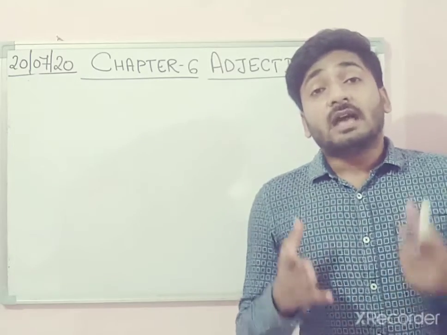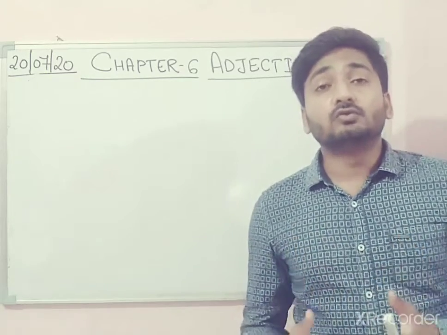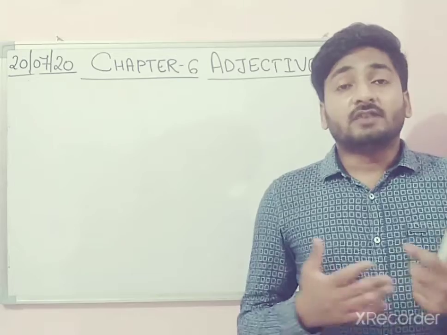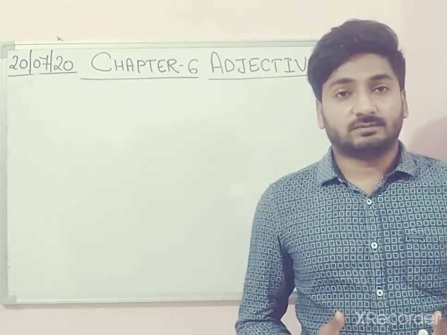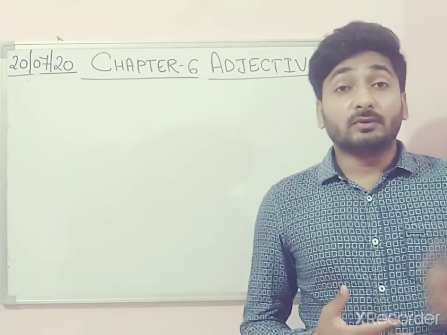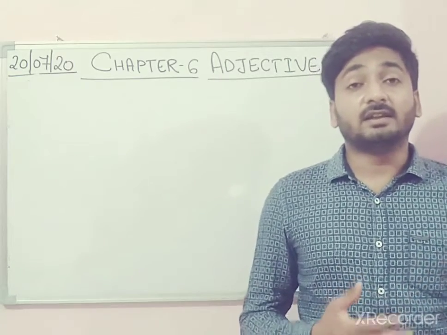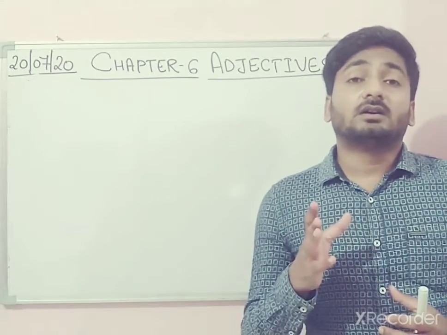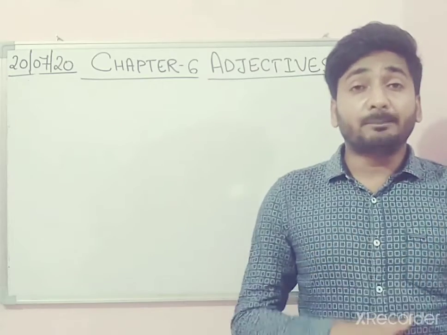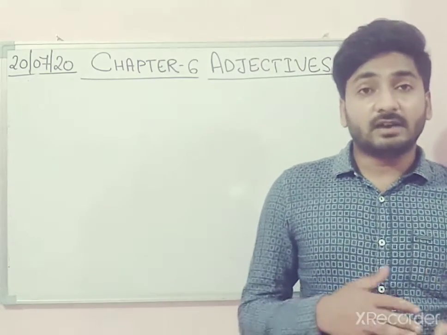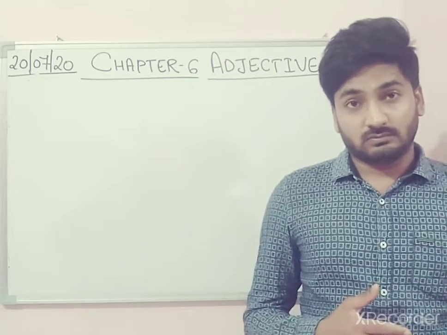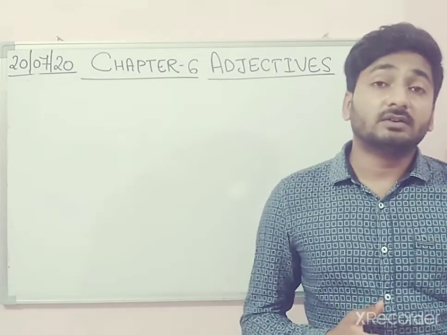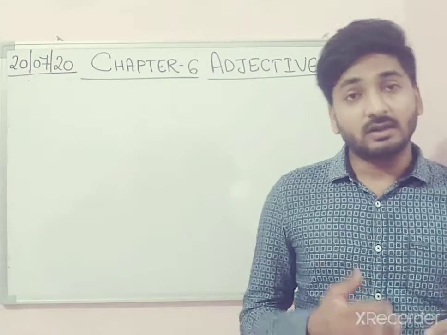What is an adjective? An adjective is a word which we use to describe a noun or a pronoun. Okay, or you can say adjectives are describing words. Like beautiful girl, pretty lady, intelligent student, excellent doctor, important question. So you can see that we are using them before a noun. Okay, so when we are describing a noun or a pronoun, we are using words which are called adjectives.